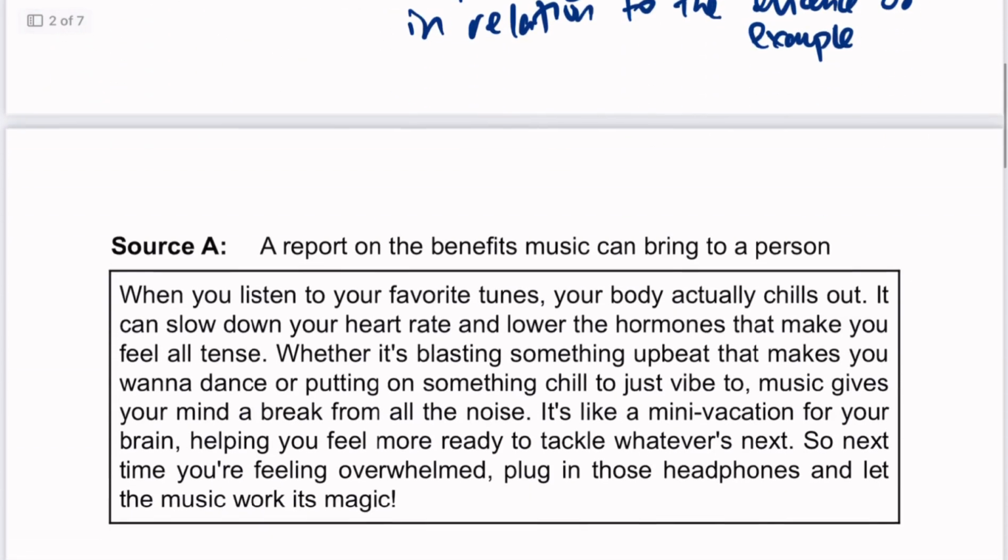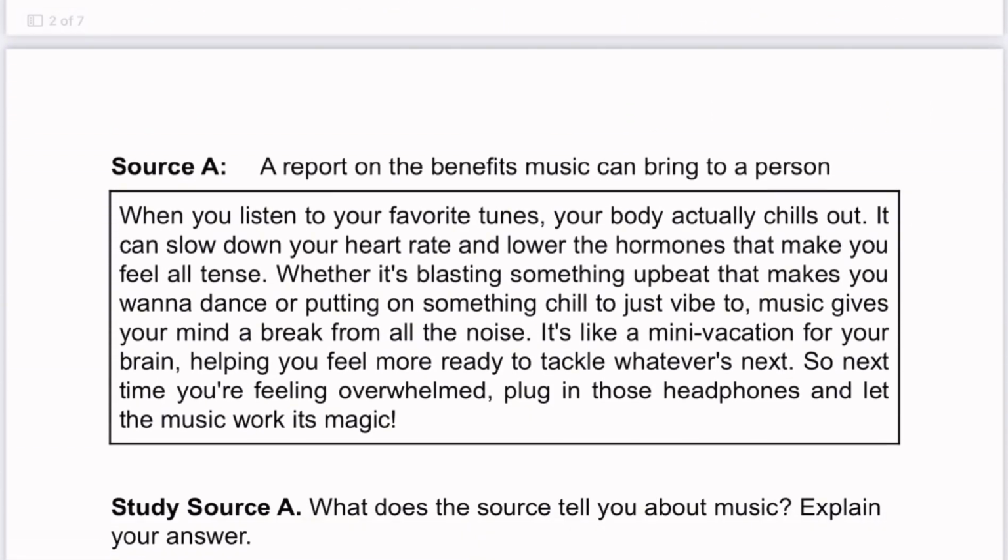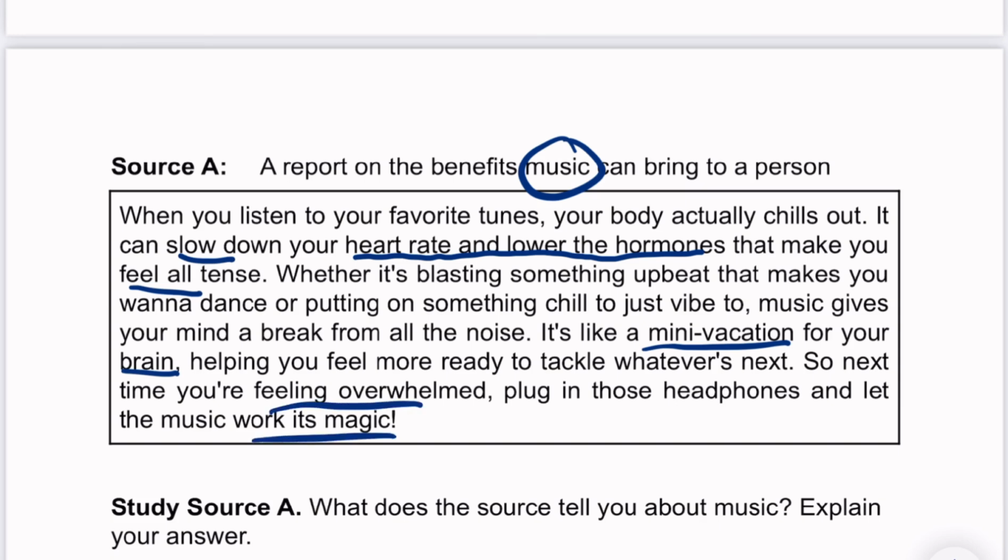Let me just take some time and look at a few examples here. Let's look at source A. This is the benefit that music brings. You can talk about the idea that music slows down the heart rate and lowers the hormones that make you feel all tense. A mini vacation for your mind. When you feel overwhelmed, music can work its magic.